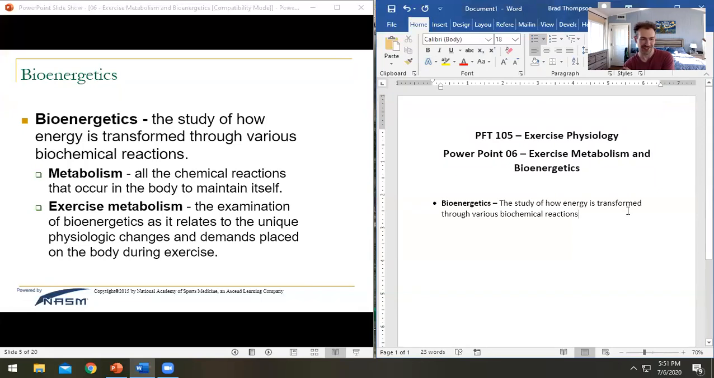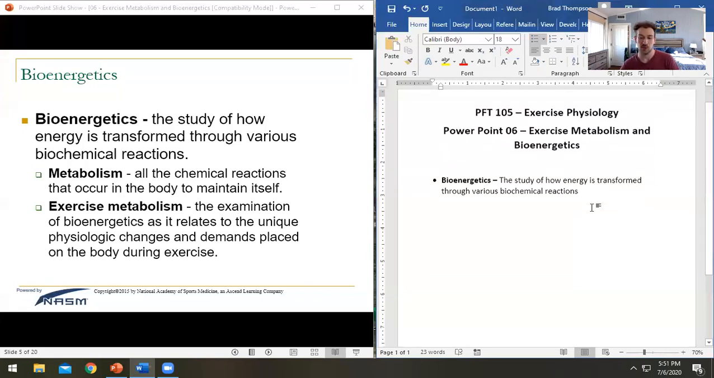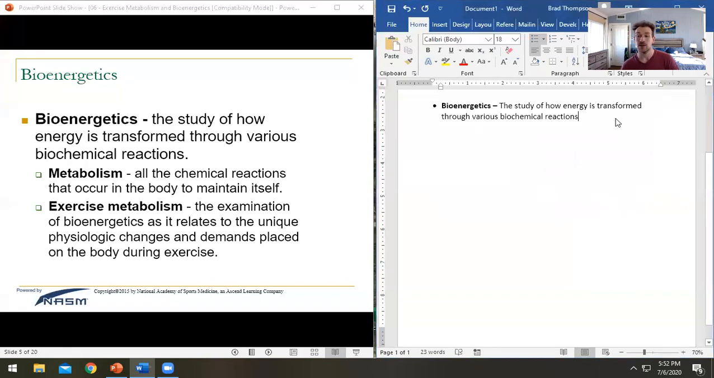I was really impressed. All right, so that's bioenergetics, right? How energy is transformed through various biochemical reactions. So how do we take food and convert it into work? Now, obviously, in order to understand that, we have to understand metabolism. But we're going to look at metabolism from two different lenses here.